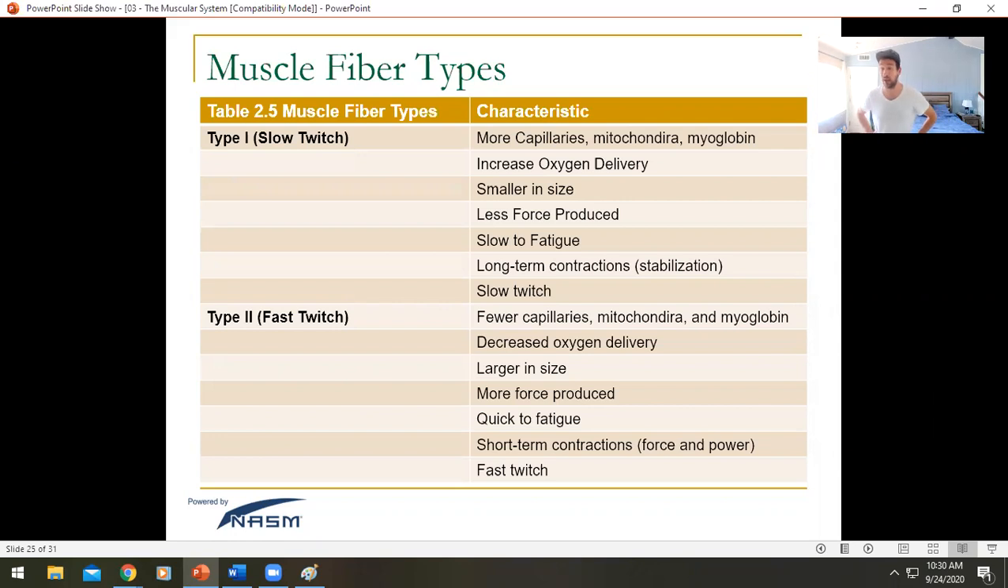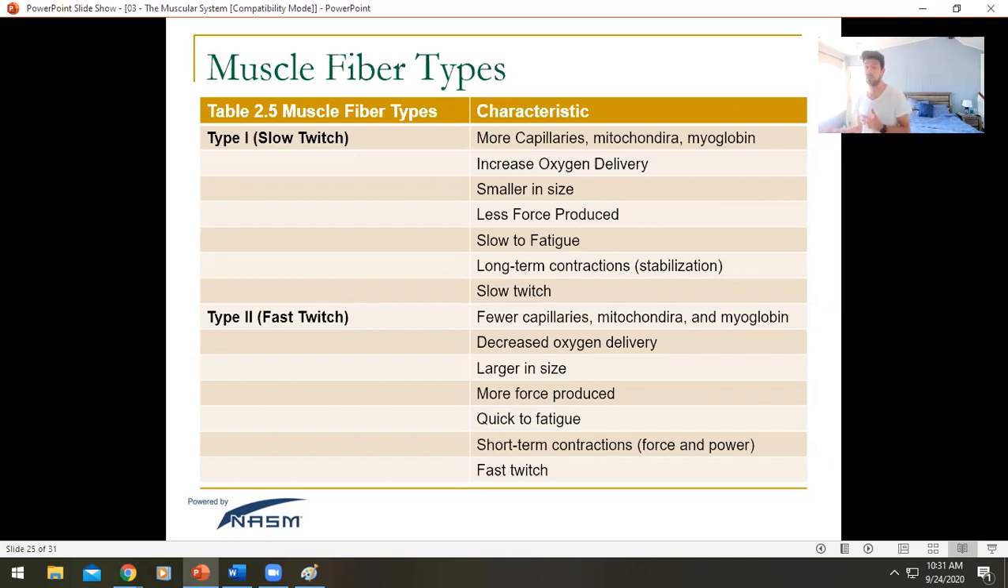They're going to also have more myoglobin. They have increased oxygen delivery. They tend to be smaller in size, and because of that, they're going to produce less force. But even though they might not be able to produce as much force, they are very slow to fatigue. They are used for long-term contractions, right?